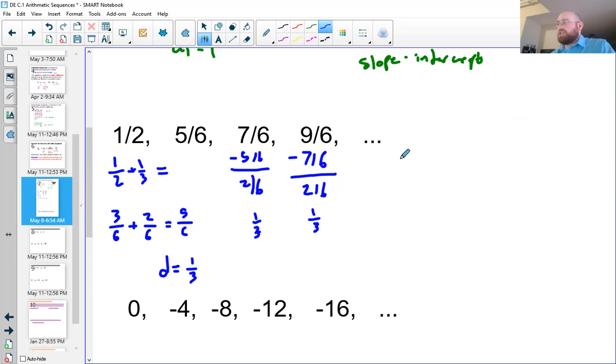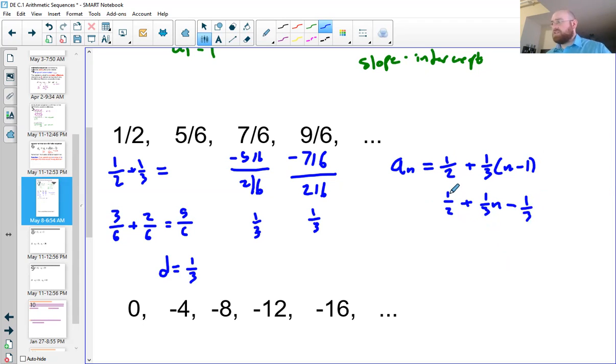So our equation is going to be our first term, 1/2, plus 1/3 times n minus 1. And so I'm going to again simplify. So we have 1/2 plus 1/3 n minus 1/3.